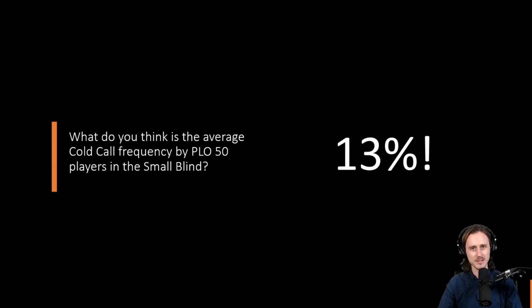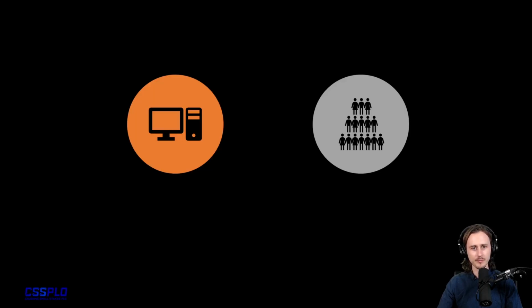This number is massively high, of course, and way too high for what we should actually cold call with in the small blind. Let's look at the differences between what we should actually cold call and what we are currently cold calling here. In a GTO simulation, we can see that versus an early position open raise from the small blind, we are supposed to cold call 1% of our hands. Versus the button, we are supposed to cold call 2.7% of our hands in the small blind.